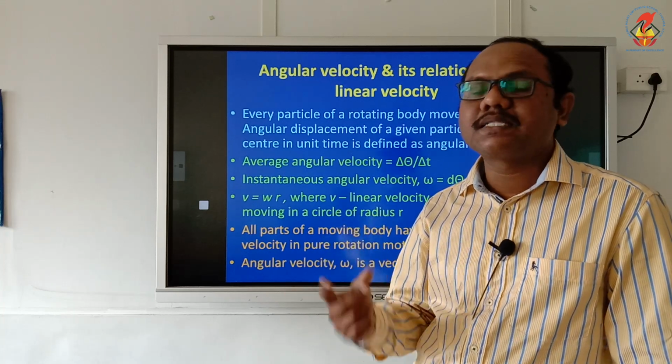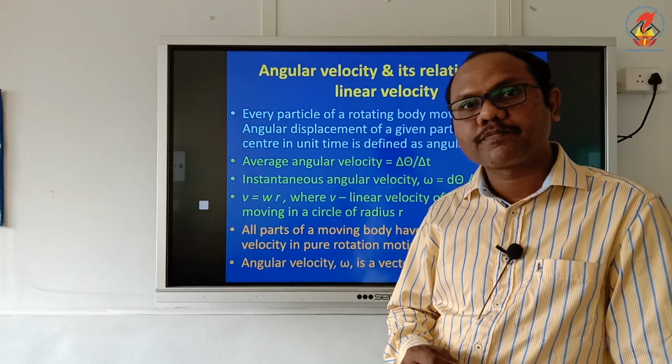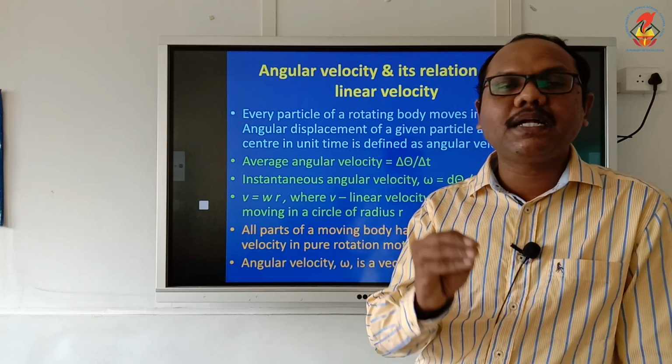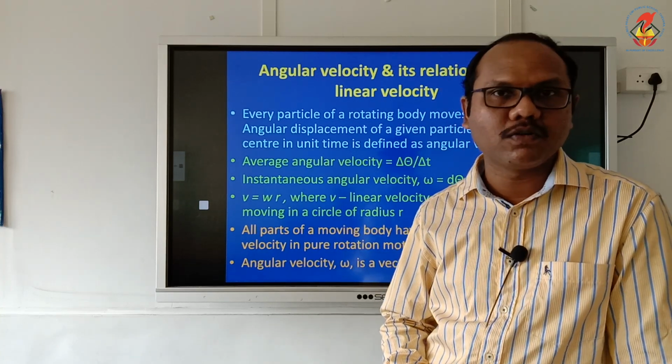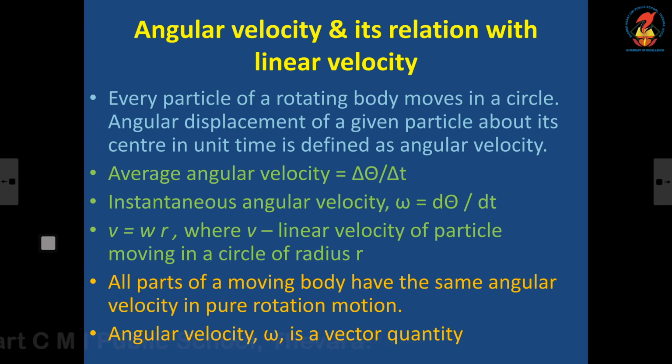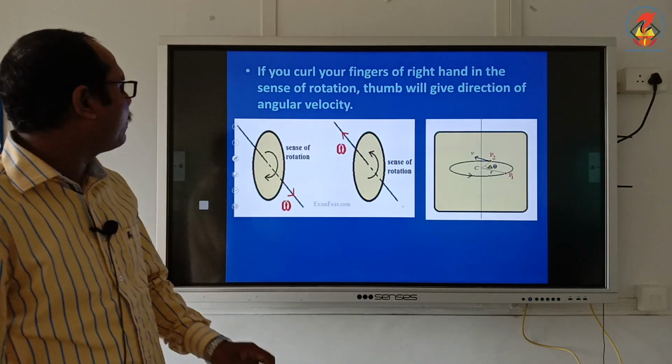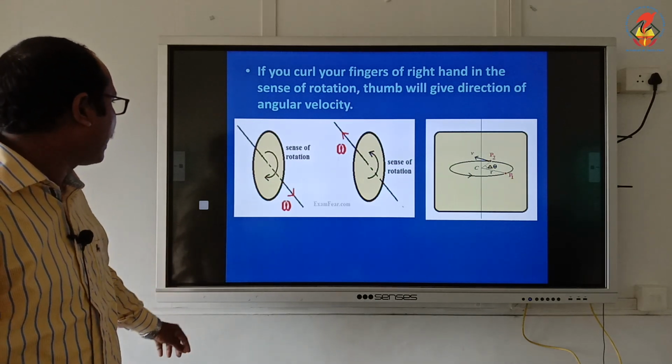What is the SI unit of angular velocity? Radians per second. Take down that also. SI unit of angular velocity is radians per second. And I have written angular velocity is a vector quantity. How will you find the direction of angular velocity?